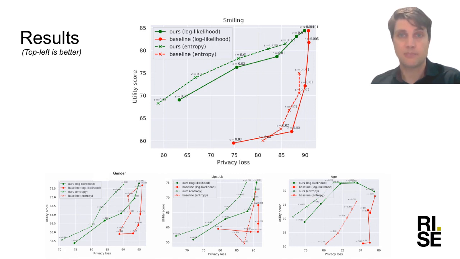Top left is the best here, and you can clearly see that the results here are always a trade-off between the privacy and the utility. The more you garble the image, the more private it will be.